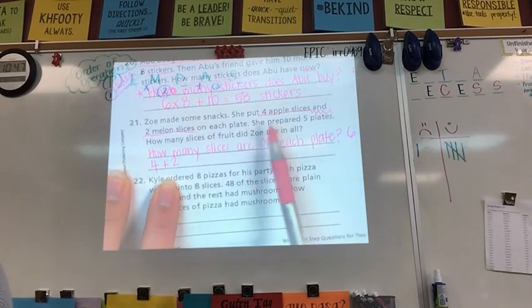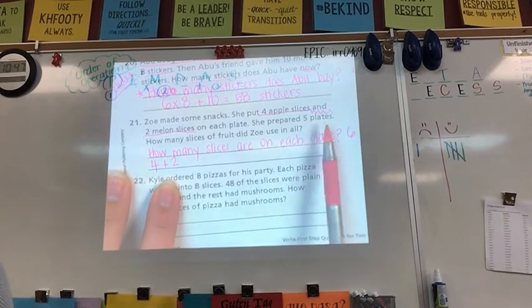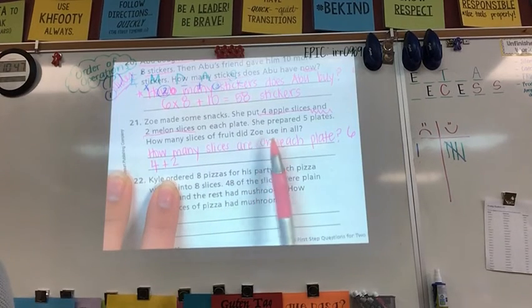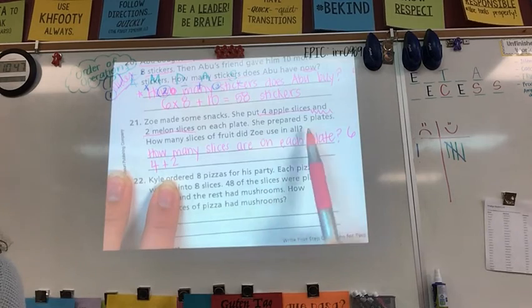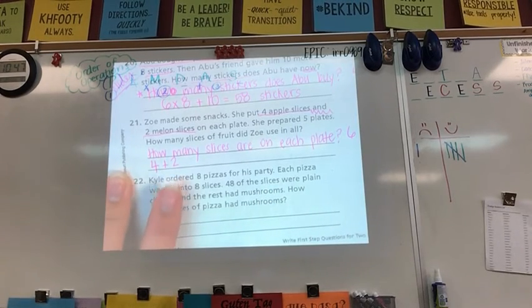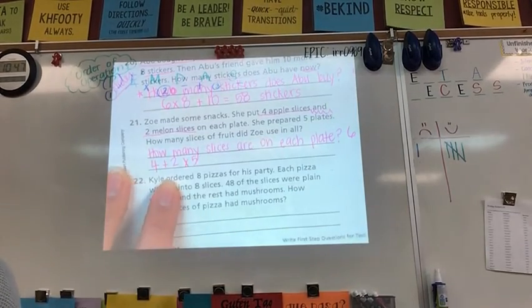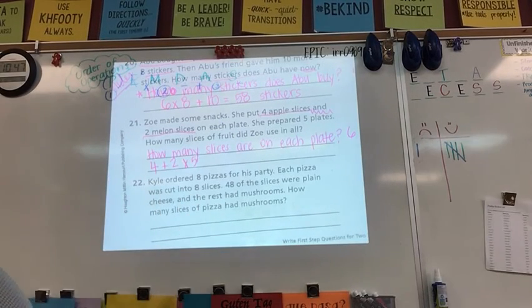Let's continue reading our problem. Read with me here. She prepared 5 plates. How many slices of fruit did Zoe use in all? If there's 6 slices on each plate and she prepared 5 plates, what do I need to add to this equation? Times 5. Yes, I don't need to put 2 times 5, but I need to add that times 5 part at the end, right? So first we did 4 plus 2, and then we multiplied it by 5 to figure out how many were on all of the plates.